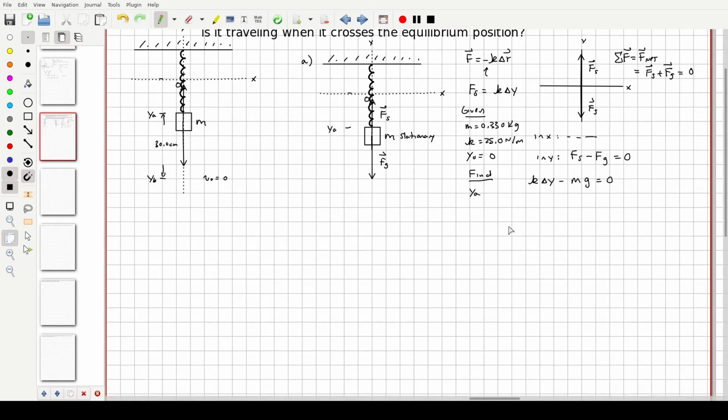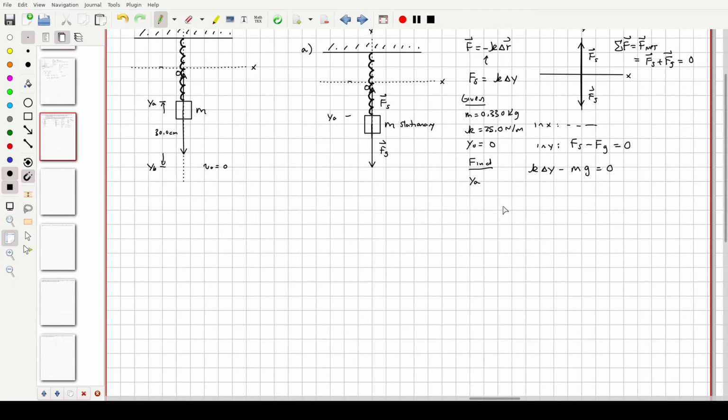All right. So that's pretty easy to do because we know delta y here is just y minus y naught, if you think of it like that, final minus initial. And y is just y sub a. y naught is 0. So here, if you solve for y sub a, you get mg over k. All right. Now the mass here is 0.330 kilograms. g is 9.8 meters per second squared. And k is 25.0 newtons per meter.